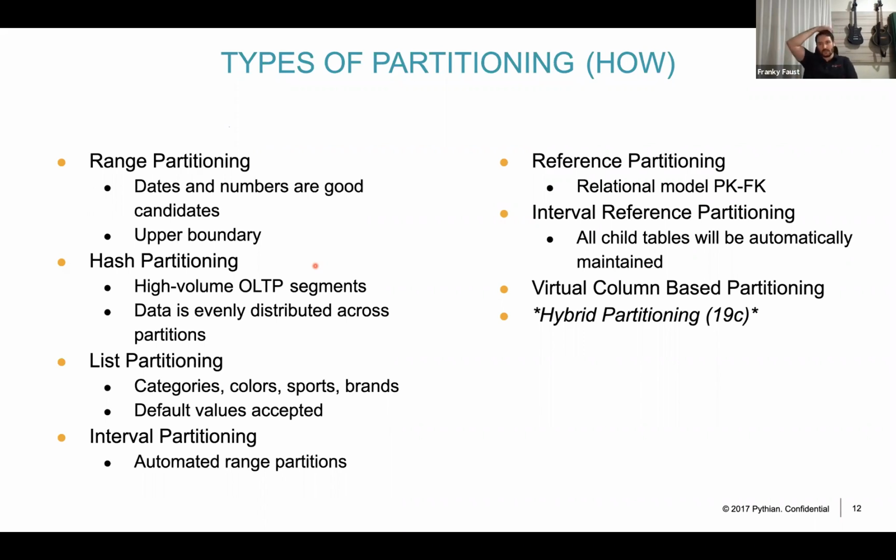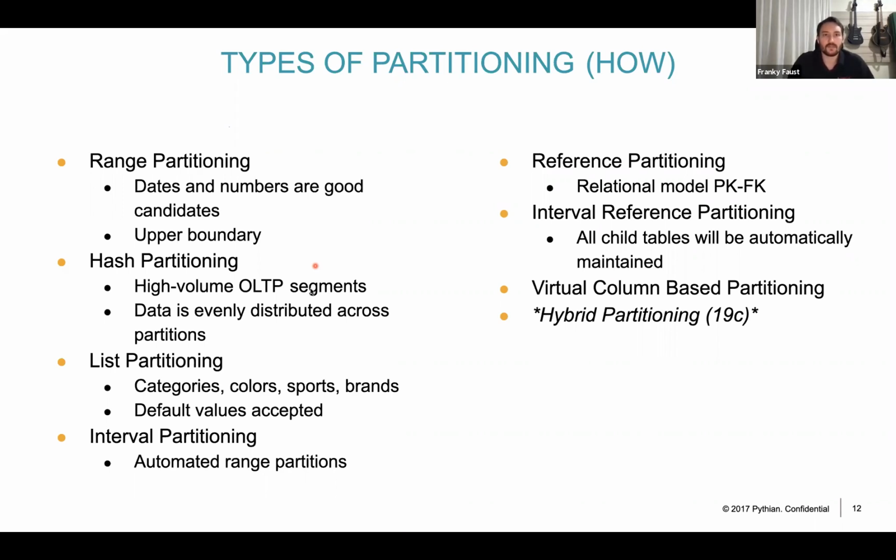Reference partitioning, which we will not see because we don't have time and I'm already late, takes into consideration the relational model between primary keys and foreign keys. That's normally also called equipartitioning, because that's when we have equijoins. Interval reference partitioning is the same as reference, but with interval automated partitions. Virtual column-based partitioning is based on virtual columns. And in 19c, we have hybrid partitioning, which are actually external partitions, where you can have, let's say, an external file stored outside the disk group that you have. That could be sitting in an NFS file system, and you access that using this hybrid partitioning capability that was introduced in 19c.